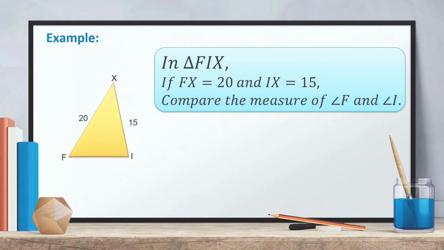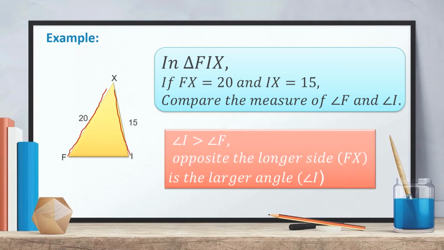In triangle FIX, if the measure of FX is 20 and IX is 15, let's compare the measure of angle F and angle I. Since FX is longer than IX, we can say that angle I is greater than angle F. So opposite the longer side FX is the larger angle, angle I.